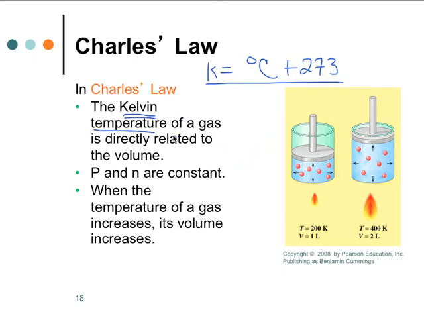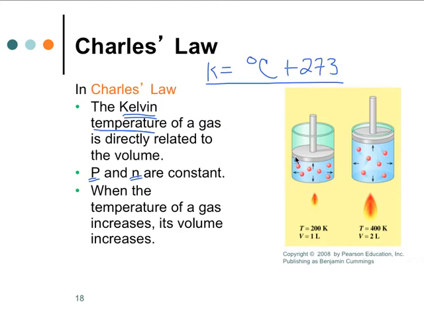So the Kelvin temperature of a gas is directly related to the volume. As the temperature increases, the volume should increase as well. Again, pressure and the number of moles of gas are held constant. Why does it make sense that the volume will increase if I hold the pressure and the number of moles constant?